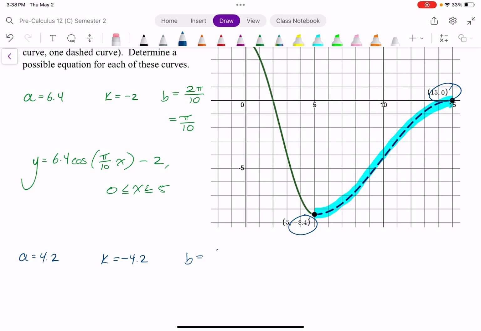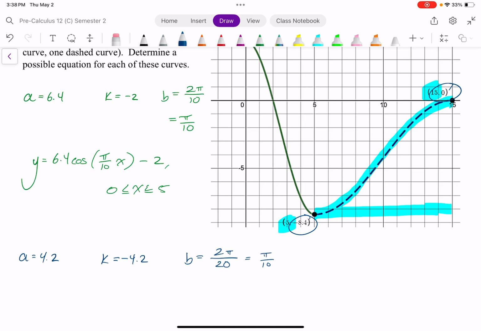And the B value being 2 pi divided by the period. The period, I can see, goes from 5 to 15, but that's only half the wave again. This distance from here to here is not the entire wave. So 5 to 15 is a distance of 10, times that by 2. The period is 20, or B is pi over 10. Now I'm ready to come up with my equation.